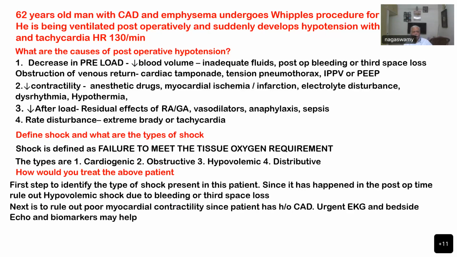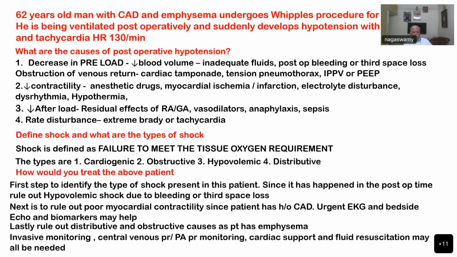Then what is the next one? After ruling out the causes for hypovolemia and poor contractility, lastly rule out distributive or obstructive causes as the patient has got emphysema also. So this is the importance of the history that is given. So that may produce distributive or obstructive causes. And invasive monitoring, central venous pressure, PA pressure monitoring, cardiac support, fluid resuscitation may all be needed. Okay, that is how you treat this patient.